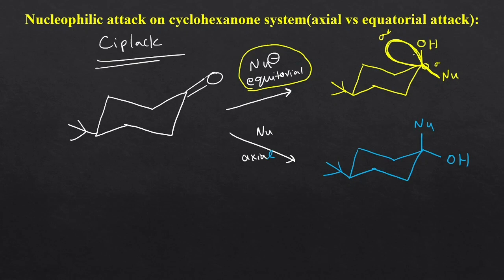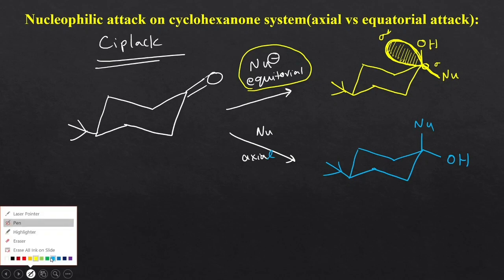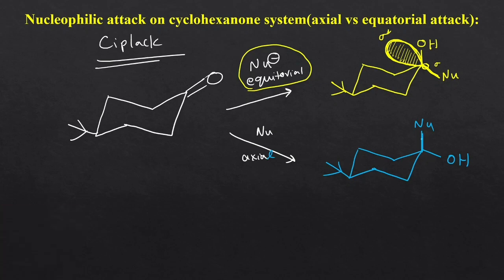This is the major lobe of the sigma star. There will be a minor lobe on this side also, but if you consider the sigma star orbital, the major lobe will be something like this one. For this case also, this is a newly formed carbon-nucleophile bond, so its sigma star will be exactly in the opposite direction. This is a bigger lobe of the sigma star of the carbon-nucleophile bond. If you compare these two structures, you can easily see that from here this sigma star is parallel with this carbon-carbon bond. This is a carbon-carbon sigma bond, a bonding orbital, so there will be some stabilizing interaction like hyperconjugation or donation occurring from this carbon-carbon bond to the sigma star. So this is one kind of stabilizing interaction.